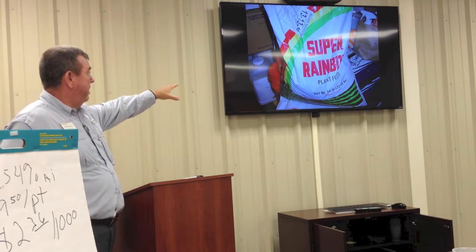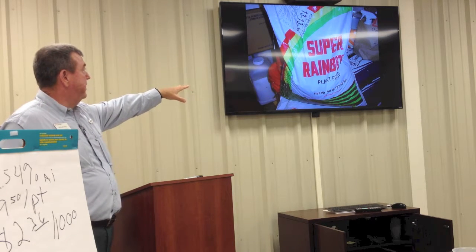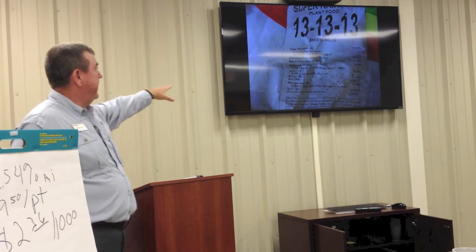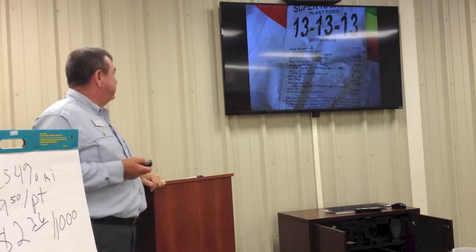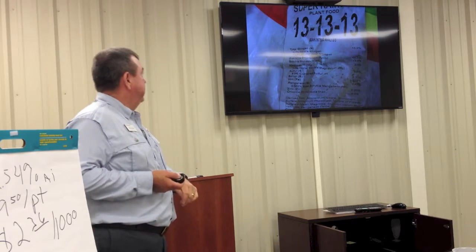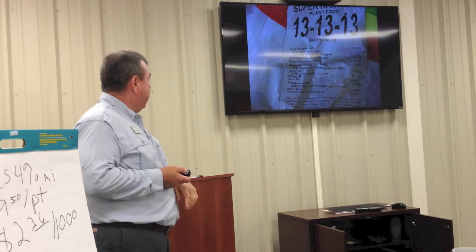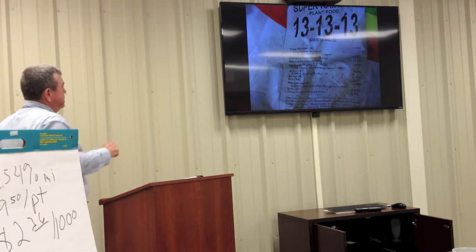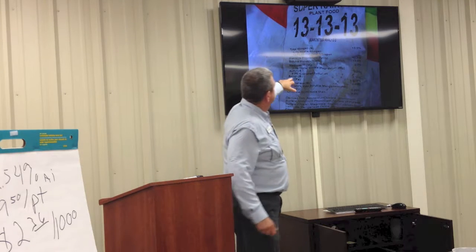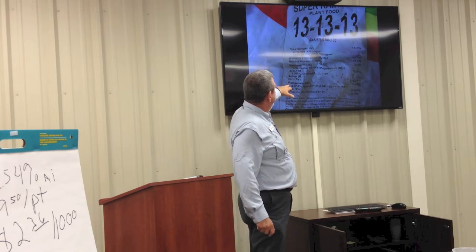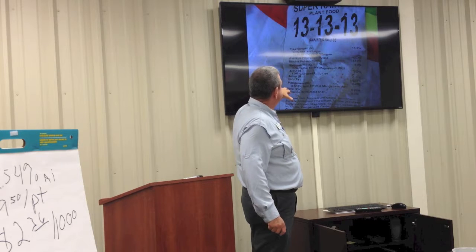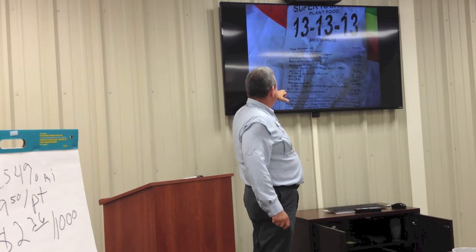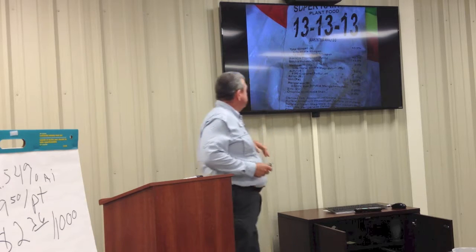This is a 50-pound bag of Super Rainbow, triple 13. Look at it a little closer. There it is, triple 13, guaranteed analysis. So we know it's got 13% nitrogen, 13% available phosphate, 13% potash. But it also has magnesium, 9%, 9% sulfur, 0.10% boron, 0.10% iron, 0.40% manganese, 0.2% zinc, and no more than 9% chlorine.